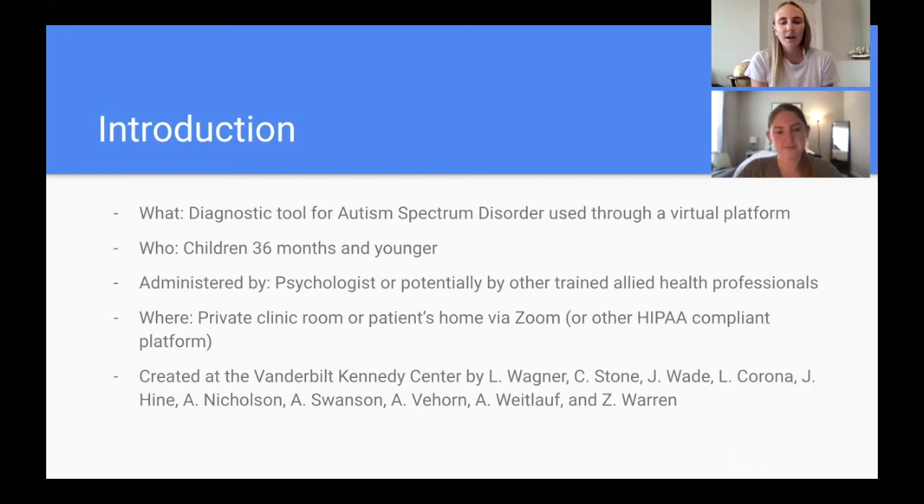And at the bottom, we highlighted the names of the primary researchers and creators of this tool at Vanderbilt. These people include psychologists, pediatric physicians, early interventionists, and then some people who are responsible for statistical analysis and the technology side of this tool.